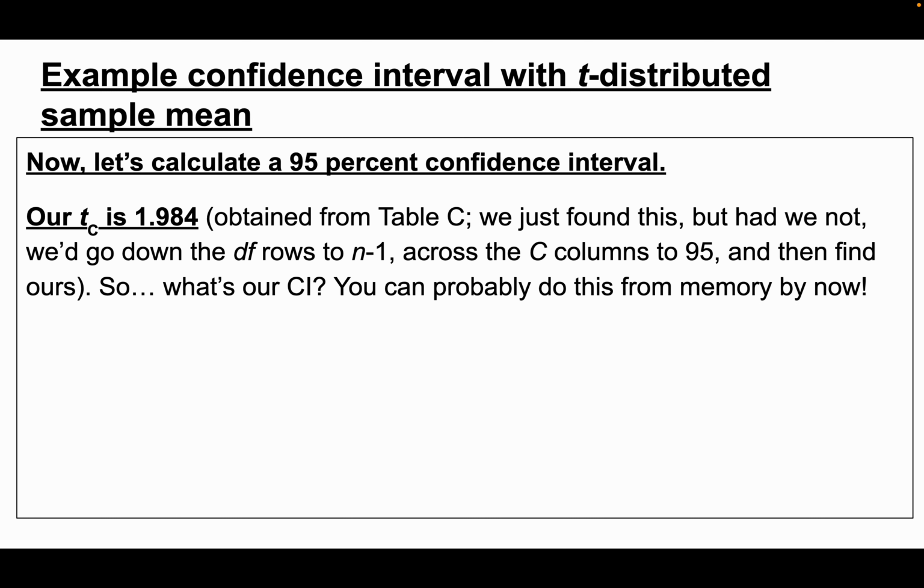So what's our confidence interval? Hopefully you can do it by memory now. It's this here. But how did I calculate that? I took the sample mean, 24. I subtracted off the critical value, 1.984, times the standard error.